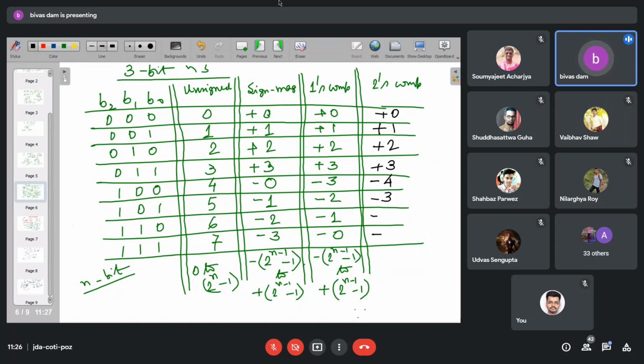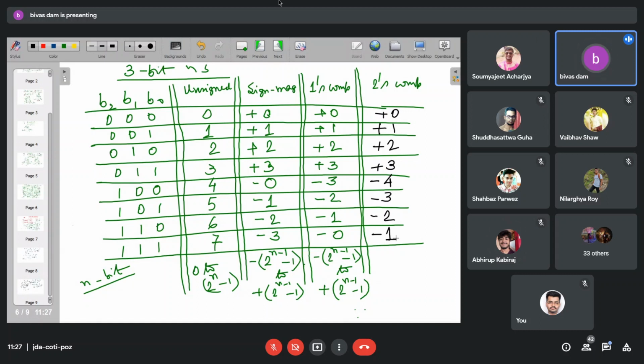Then 1, 1, 0. How much will this be? 0, 1, 0. Sorry, 0, 1, 0, -2. 0, 1, 0. Minus 2. Then -1. Minus minus 1. 0, 0, 1.